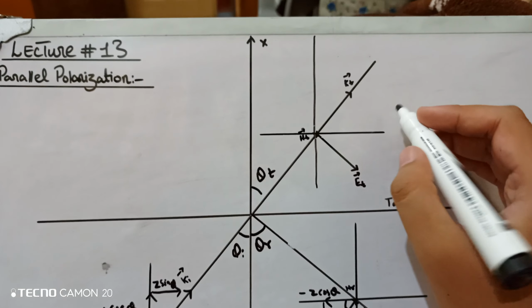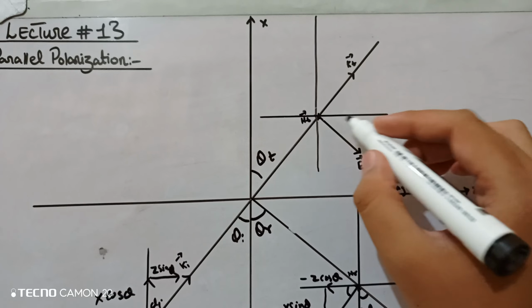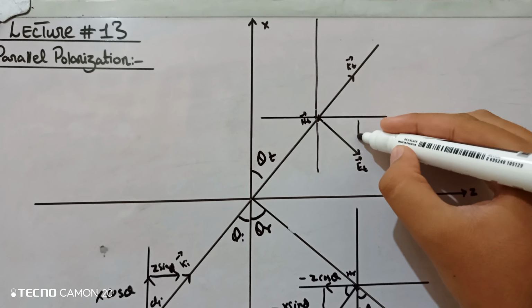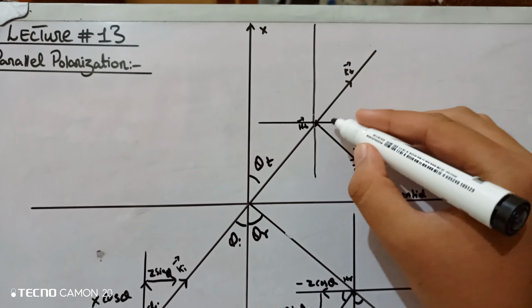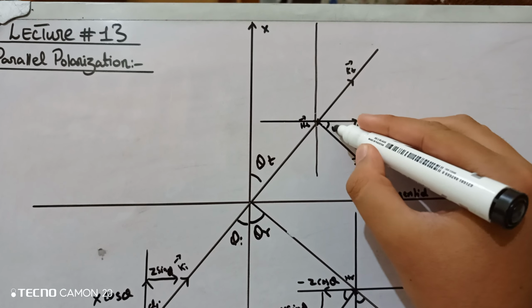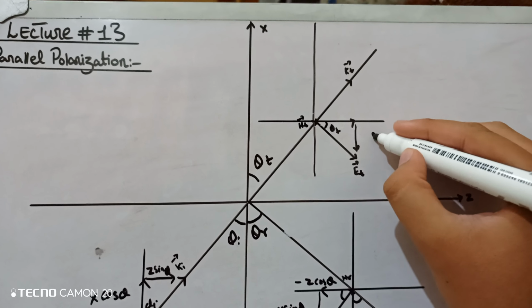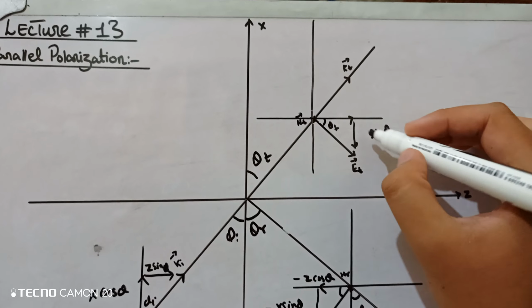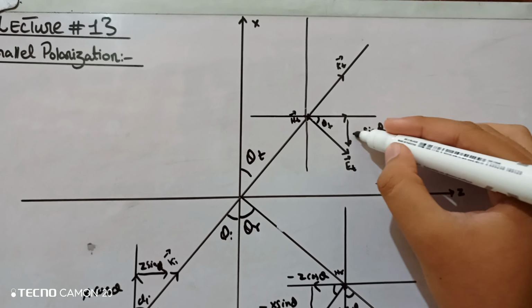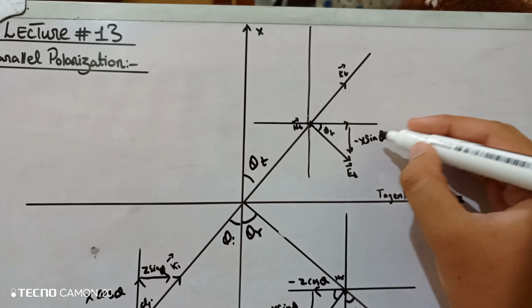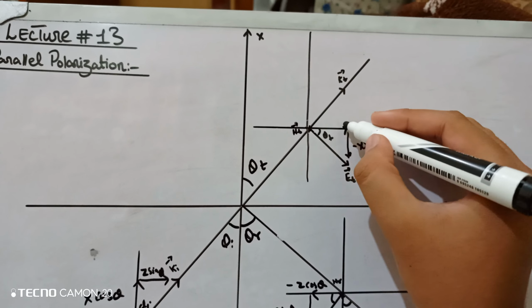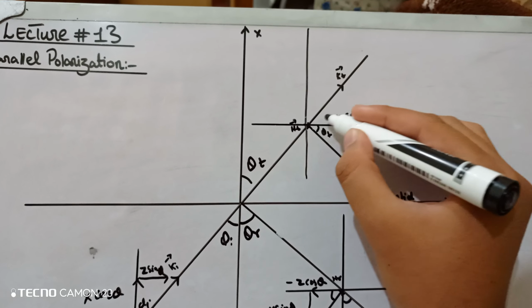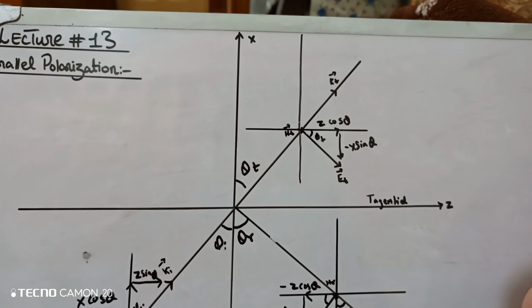Similarly, for the case of this, again, this is the tangential line, the electric field drops like that. So this is theta t, and in front of theta is basically the vertical component, which is sin theta, and sin theta is in the negative x direction. Similarly, this is the base, it is cos theta, and cos theta is in the positive z direction.